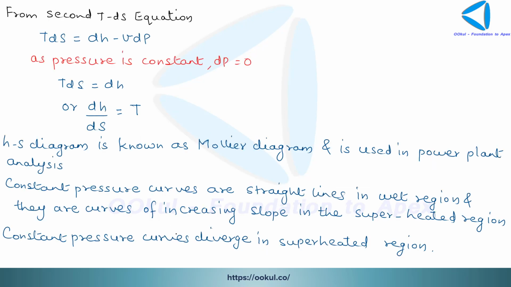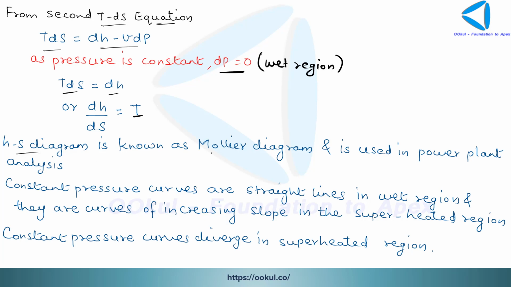Next we see that from the second TdS equation we have TdS equal to dH minus VdP, and as in this case the pressure is constant, dP becomes equal to 0. So TdS equal to dH, or dH by dS gives you temperature. Okay, this we are talking about in the wet region, for a particular temperature and pressure.